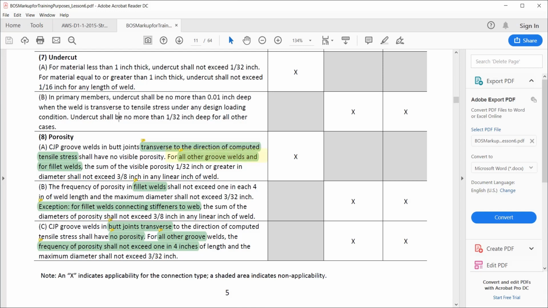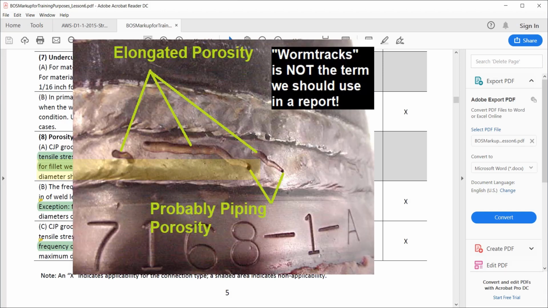For all other groove welds and for fillet welds, the sum of the visible porosity, 1/32 of an inch or greater in diameter, shall not exceed 3/8 of an inch in any linear inch of weld. Now, if you're used to using D1.1, there's no reference to piping porosity or any category of porosity, period. So if it's elongated porosity, like the worm tracks, that's considered porosity. If it's piping porosity where it extends down, I doubt you'll have any piping porosity situations where you're going to have to measure the depth.